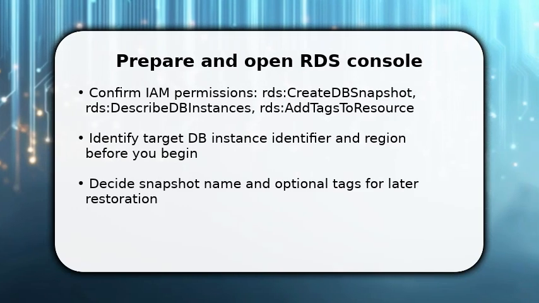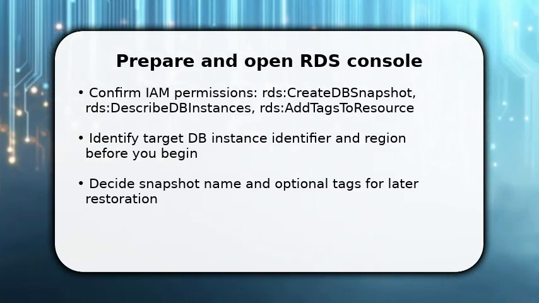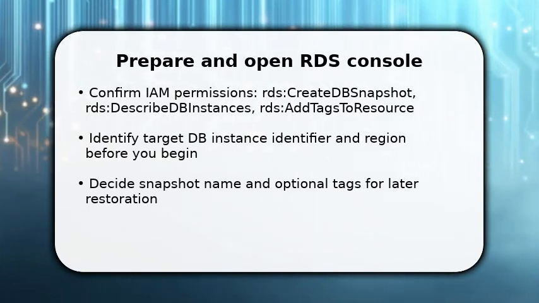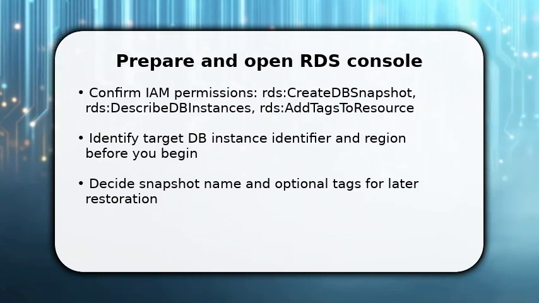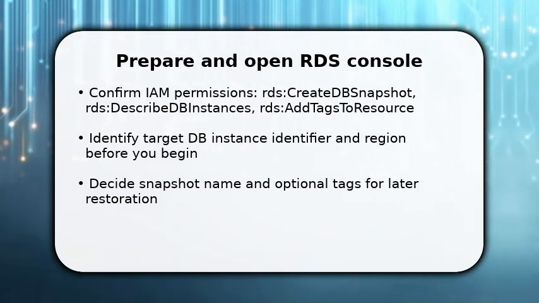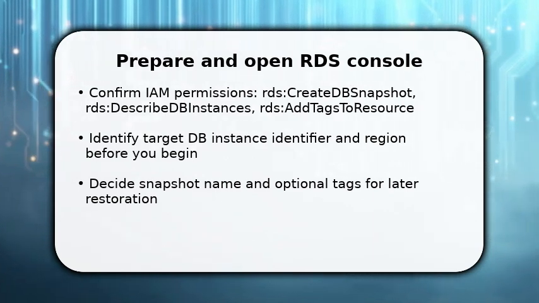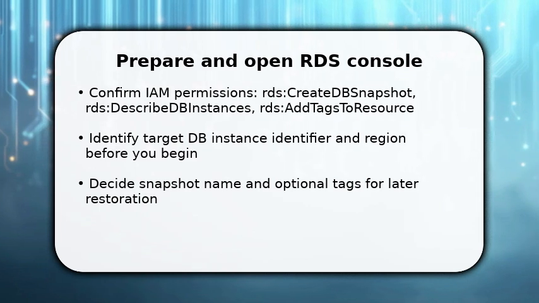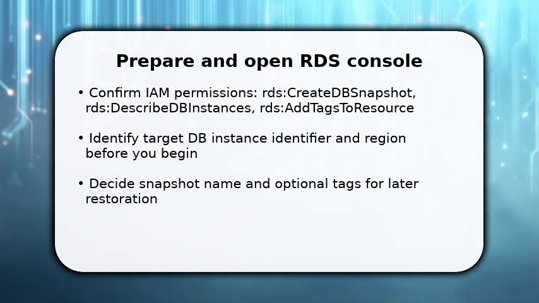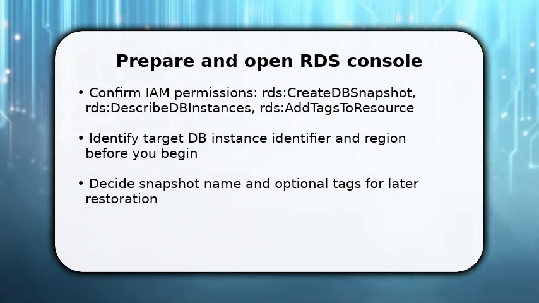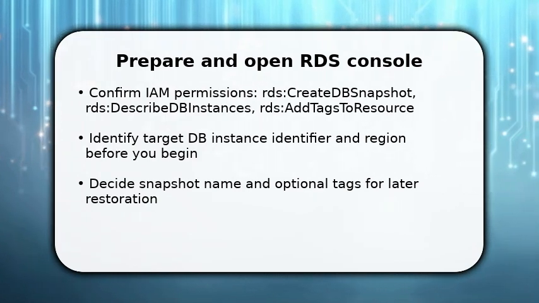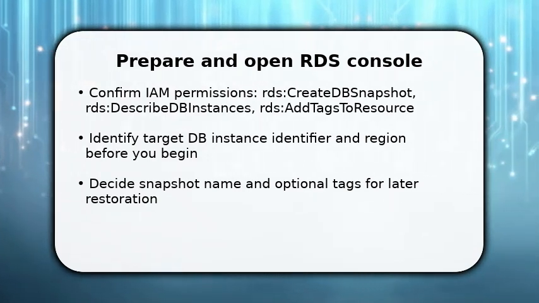You start by launching the AWS RDS console in the correct region and locating the DB instance. Make sure your IAM role has snapshot and describe permissions, otherwise the action will fail. Once done, note the exact DB instance identifier and choose a clear snapshot name and tags so you can find it later. You're initiating the actionable step now.